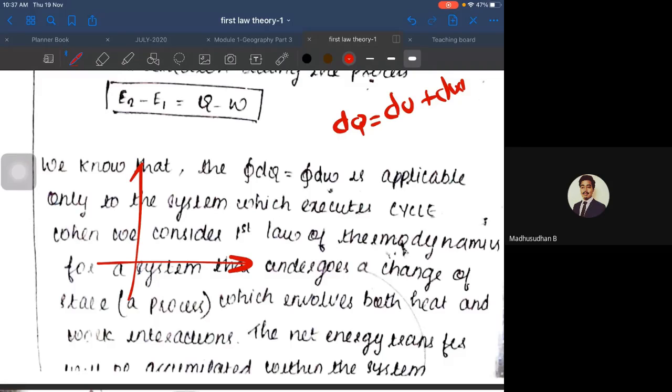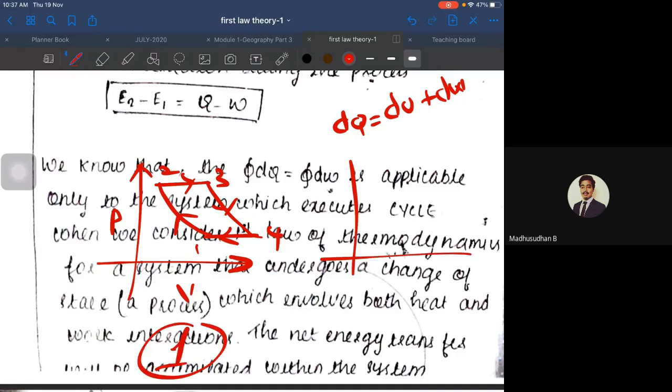If there is a PV diagram like this, and there is a process going on like this, going 1 to 2, 2 to 3, 3 to 4, and 4 to 1. This is case number 1. Now, case number 2. There will be a PV diagram, and here the process will be something like this. It is 1 to 2, and 2 to 3 like this. This is case 2. So in these two cases, which one is cyclic and which one is non-cyclic?